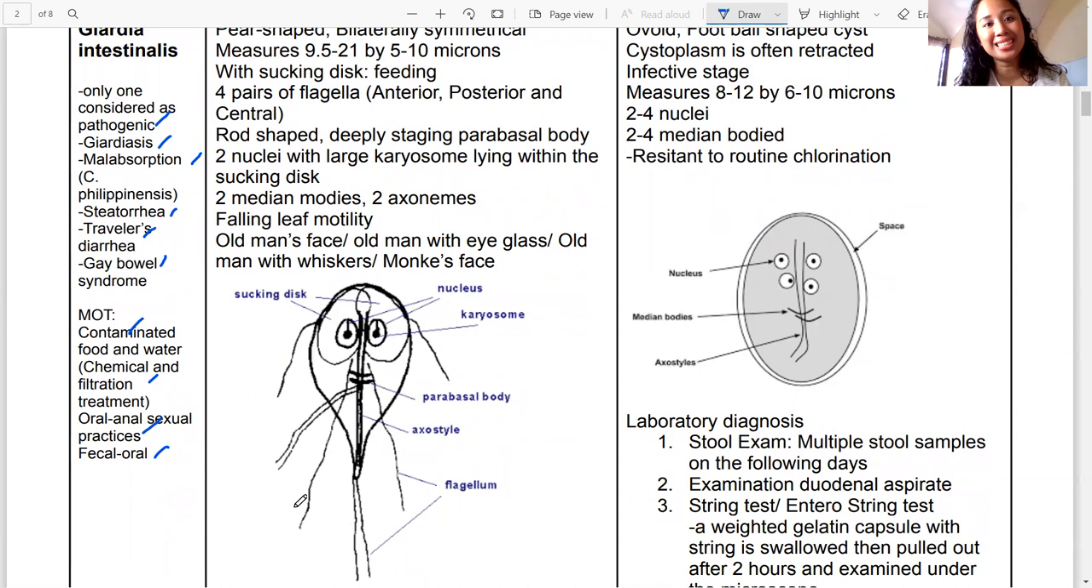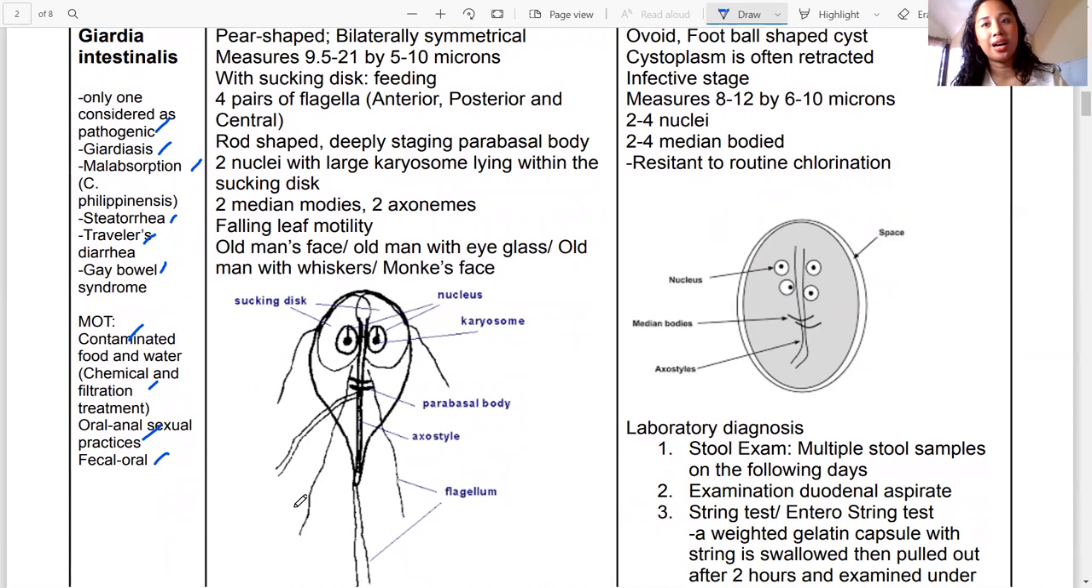Guys, it's bilaterally symmetrical. An example is a butterfly, class: the right side and the left side are the same. It's like a butterfly. They say it looks like an old man's face, an old man with eyeglasses or whiskers, or, as Zai says, a monkey face. So the Giardia intestinalis, or Giardia duodenale or Giardia lamblia, has a monkey face. And class, one characteristic of your Giardia is that it has a sucking disc. This big one here.